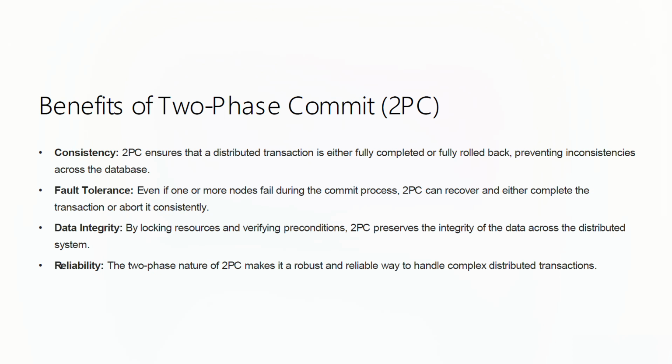Additionally, 2PC provides fault tolerance to some degree. Even if one node temporarily fails or loses connectivity, 2PC can help recover and complete or abort a transaction based on the log and recorded state. This protocol makes distributed systems much more reliable, especially for applications like financial systems where transaction accuracy is paramount.